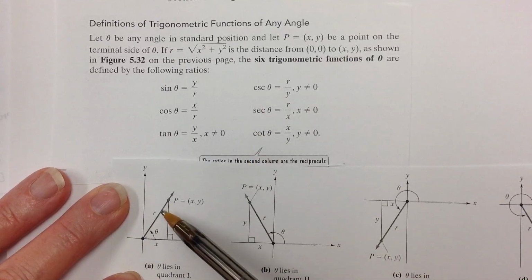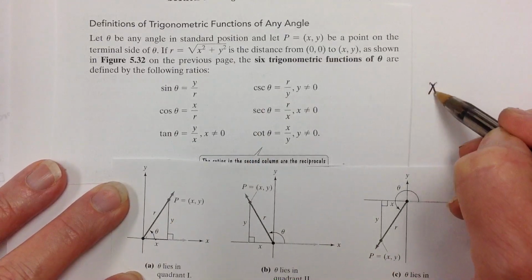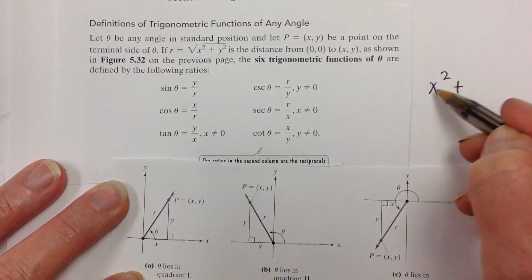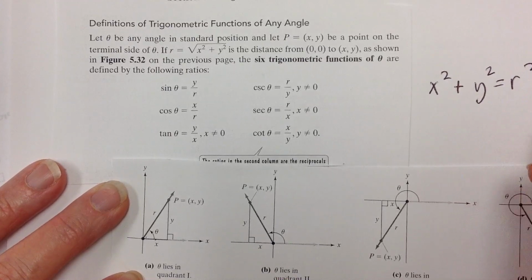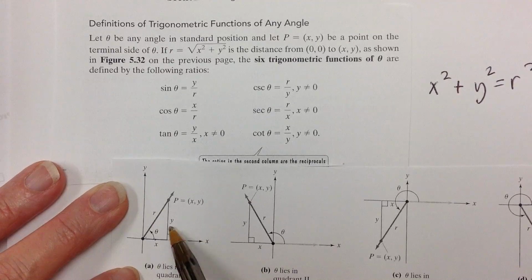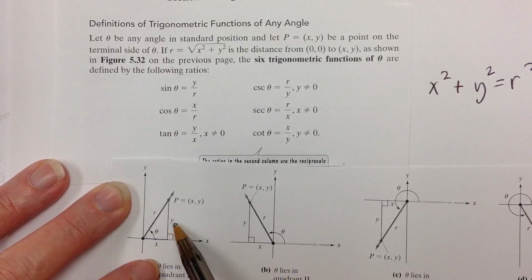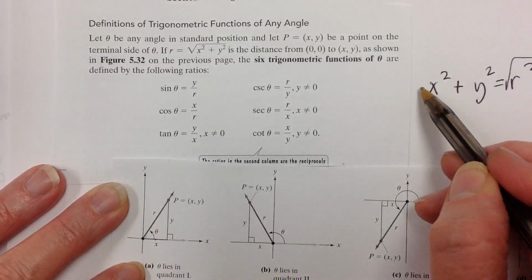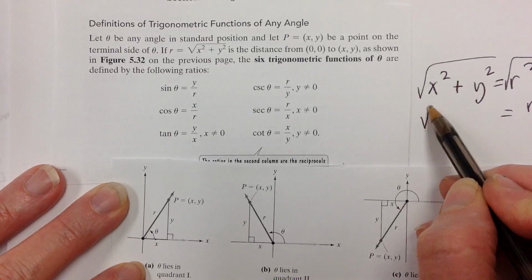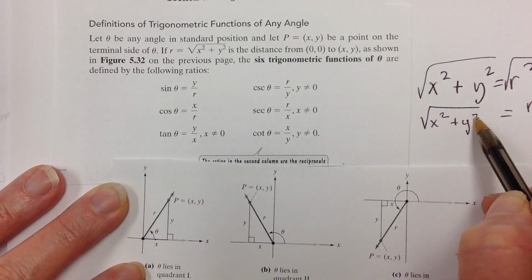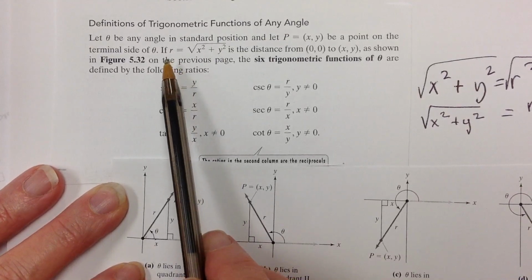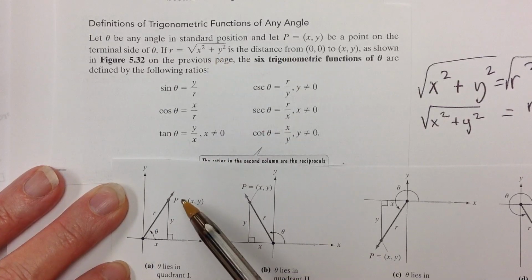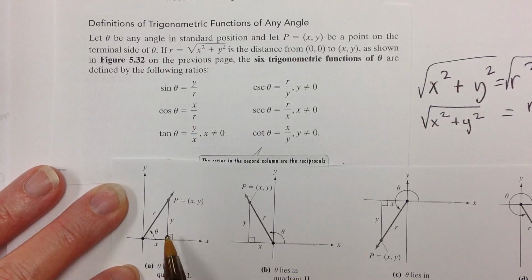Now, let me tell you where they got that from. We know the Pythagorean theorem is a squared plus b squared equals c squared. But we will use x squared plus y squared equals r squared to represent this triangle. The two legs, x squared plus y squared, equal the hypotenuse, r squared. To find r, we take the square root of both sides, so you end up with r equal to the square root of x squared plus y squared. So that's where this statement comes from, the distance from the origin to (x, y), as shown in this figure.